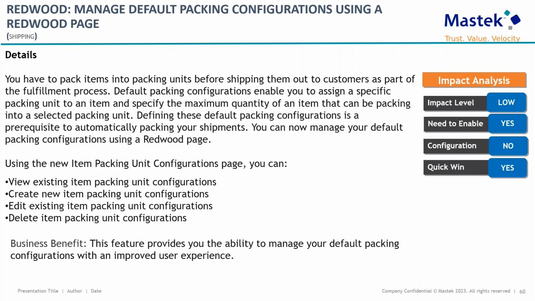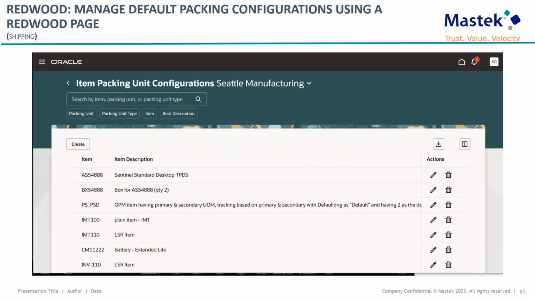Here of 25B, which is manage default packing configurations using a Redwood page. Packing items before shipping is a crucial part of the fulfillment process. And now defining how items are packed just got a lot easier. With the redesigned Redwood page, users can set up and manage default packing configuration through a much more user-friendly interface. From the setup and maintenance work area, you can now view, create, edit, or delete packing unit configurations tied to items.